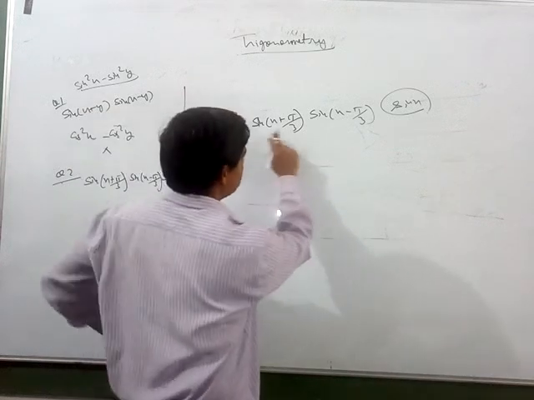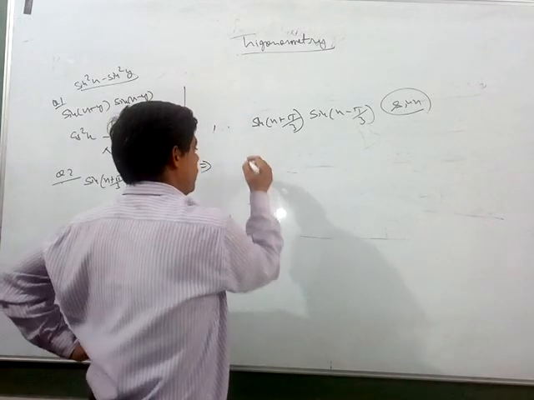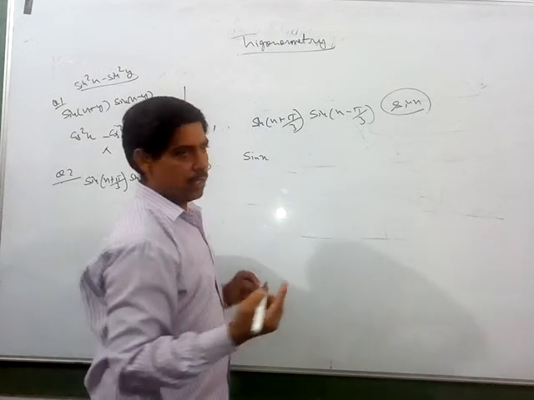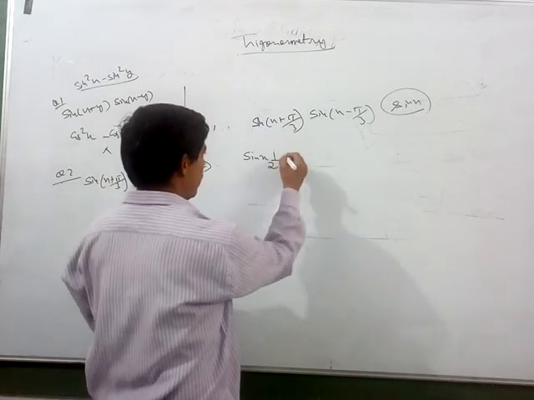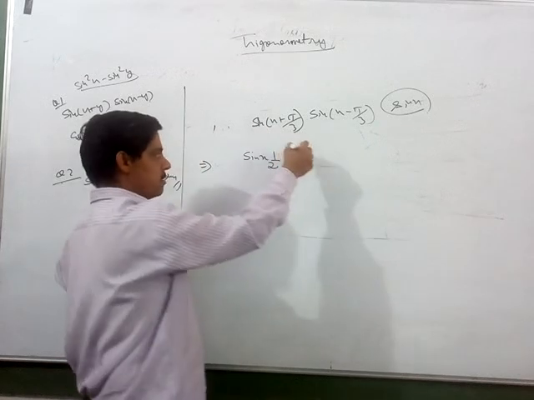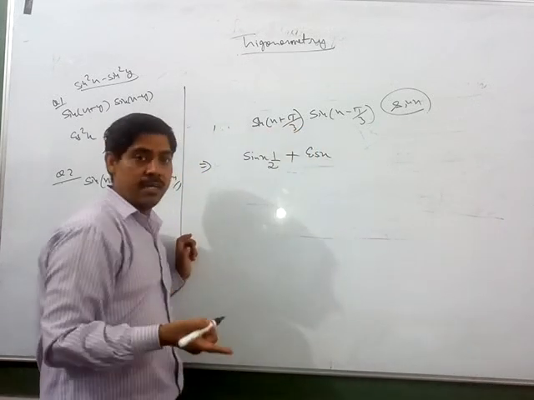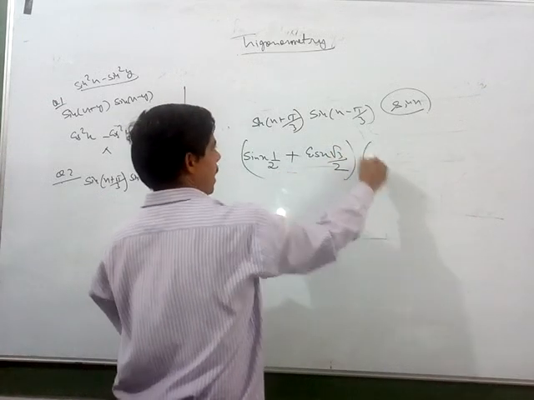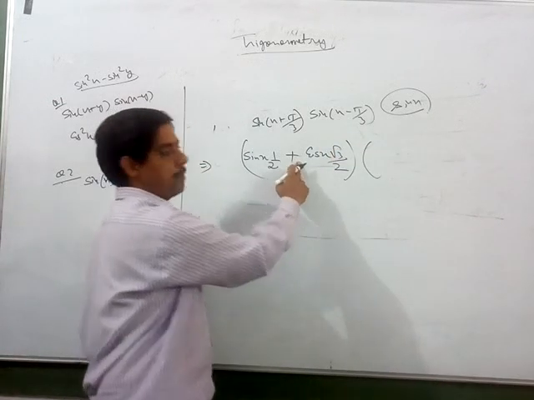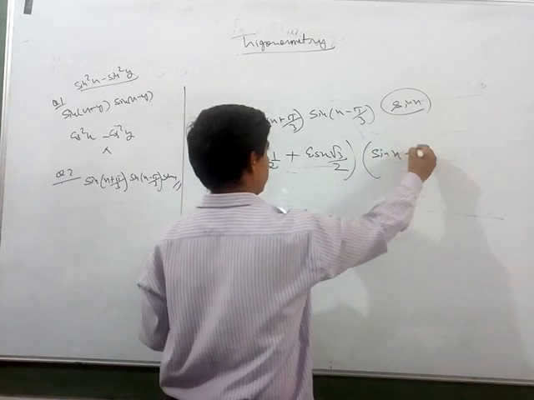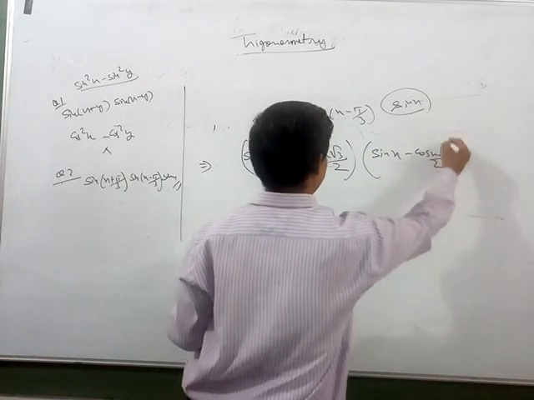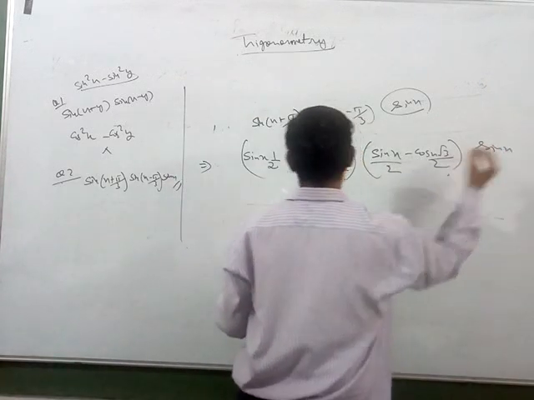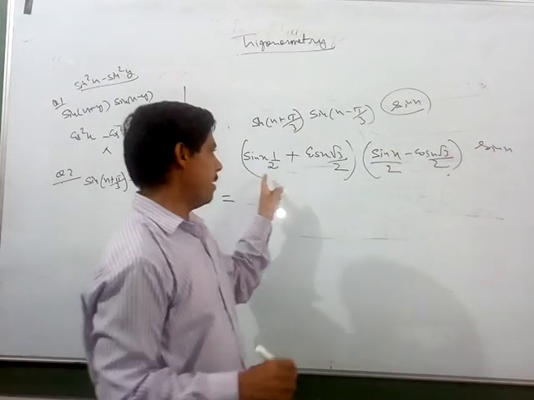How to solve it? Use the sin(a plus b) identity, that is sin x cos 60 degree. Cos 60 degree is half, plus cos x into sin pi by 3. Sin 60 is root 3 by 2. And here again you can just write it, minus: sin x into half minus cos x root 3 by 2, into sin x. So pay attention to this one. This is a plus b, a minus b.